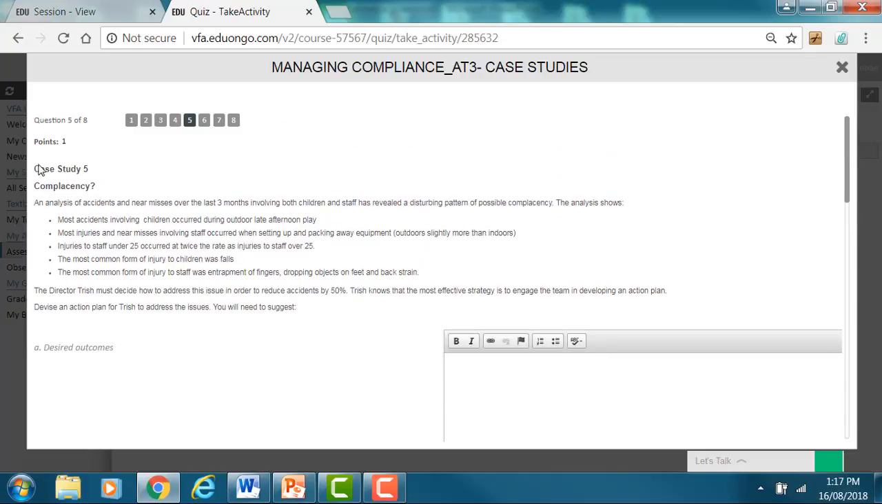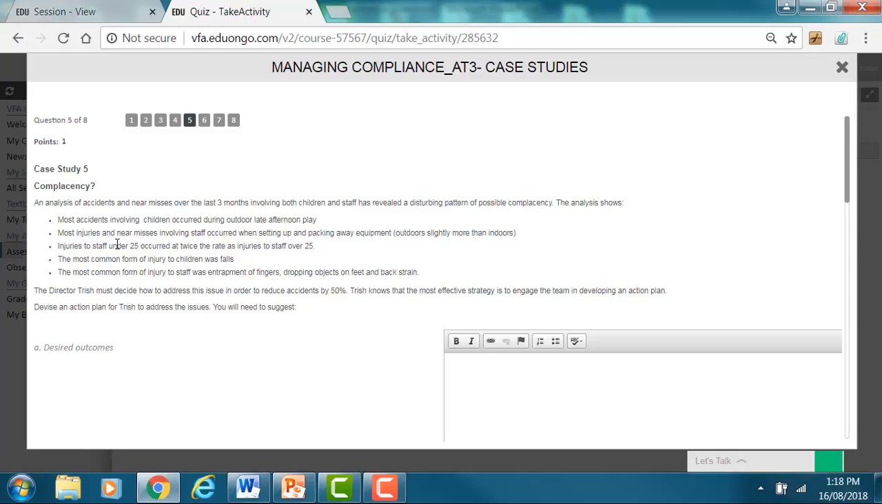This one here is really looking, as it says, at complacency. So looking at staff becoming complacent and the management having to maybe do some retraining or organising to make sure that the service is being compliant with the safety. It goes through here in dot point a list of concerns that the service is having: that there have been some incidents with children, and it usually occurs outdoors or late in the afternoon; that most of the injuries or near misses are involving staff when they're setting up or packing away equipment outside.